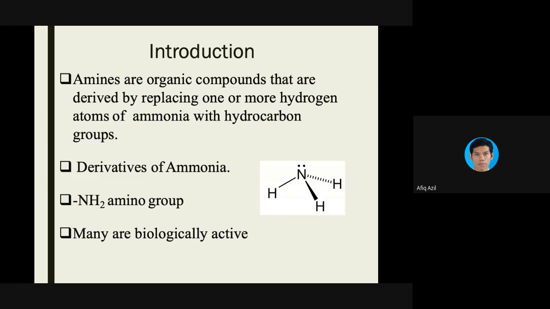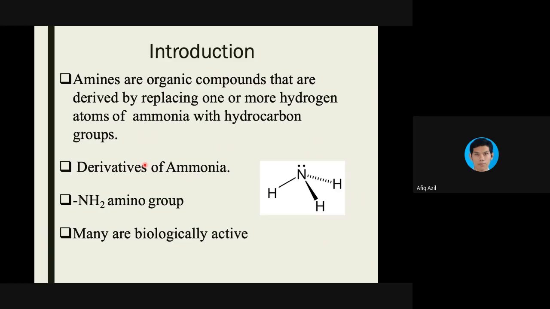So on to amines. Basically, amines are organic compounds that are derived by replacing one or more hydrogen atoms of ammonia with hydrocarbon groups. So this is the structure of ammonia, which is NH3. The structure has nitrogen with 3 hydrogens attached. Here we have one lone pair. So you can go back to drawing the VSEPR theory, or Lewis structure, in order to get this compound.